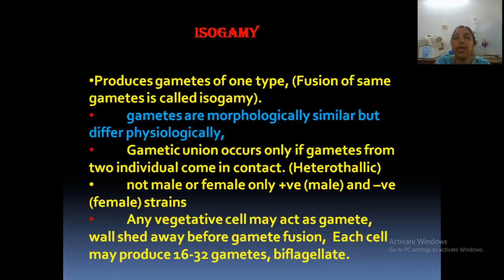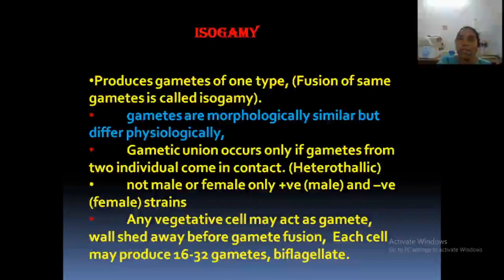So what do you mean by isogamy? First one is isogamy. Isogamy is the fusion of similar gametes, that is, morphologically similar gametes fuse, but they differ physiologically. They produce gametes of one type, the same type, and they undergo fusion. As I told you, they are physiologically different, so you can represent them as plus strain and minus strain. We usually term it as male gamete and female gamete, but it is morphologically similar with some physiological differences, so you can name it as plus strain and minus strain.